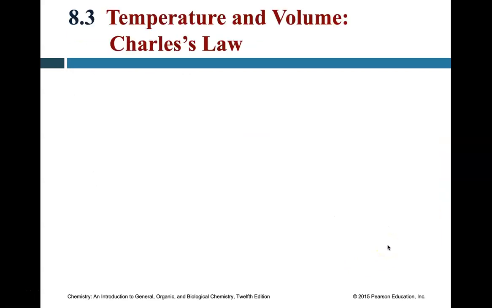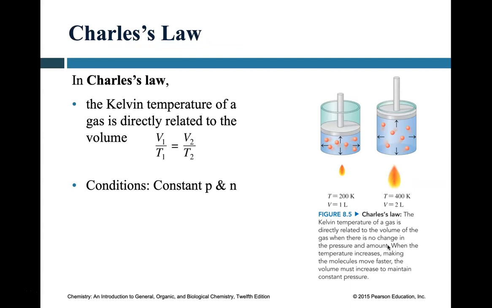The second law that we'll discuss is Charles' law, which is going to relate temperature and volume of a gas. Just like with Boyle's law, we need to indicate what our conditions are. Again, since we have 4 variables, 2 of them need to be held constant for Charles' law to hold. In this case, pressure and the number of moles have to remain constant.